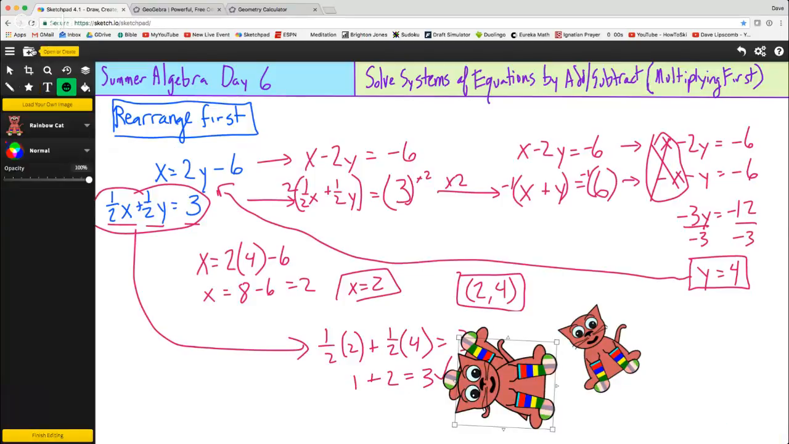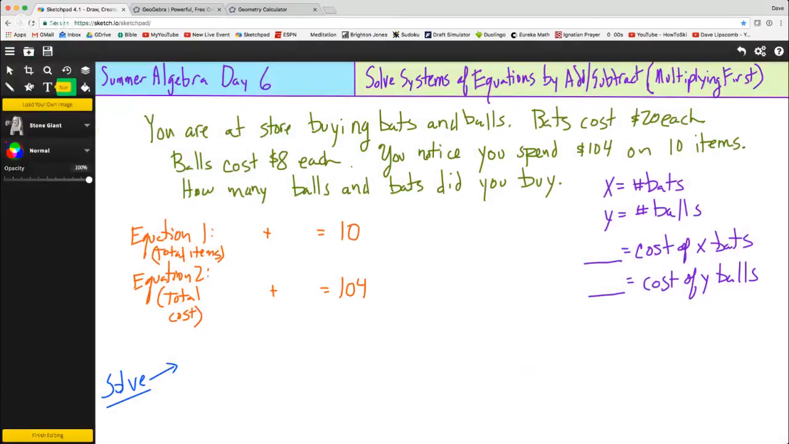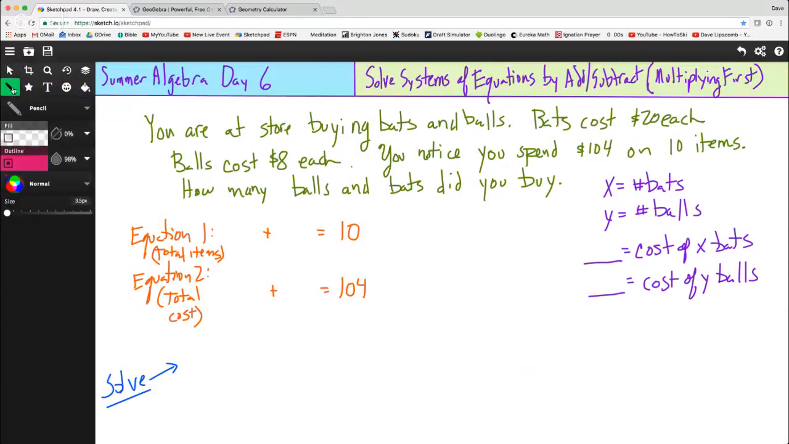All right. Now we have one more problem. One more elimination problem. And I've done a lot of the work here for you. This is a word problem. I've done a lot of the work, and it becomes an elimination problem. So notice, you're at the store buying bats and balls. We've done this kind of equation in class, but I'm just helping you through it, giving you some guidance before I let you solve it.